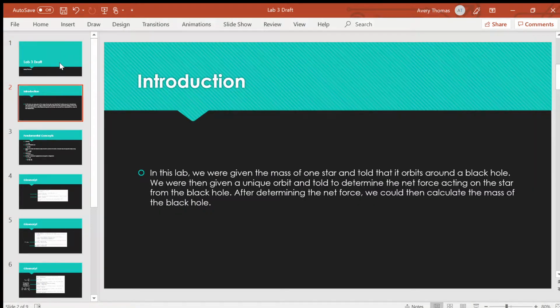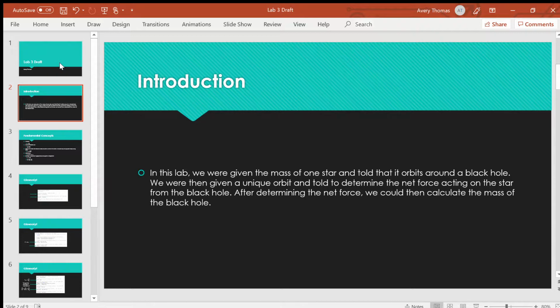In this lab, we were given the mass of one star and told that it orbits around a black hole. We were then given a unique orbit and told to determine the net force acting on the star from the black hole. After determining the net force, we could then calculate the mass of the black hole. This lab shows the effect of mass and gravitational pull on any given object and is important because it explains how many of the objects in space interact.